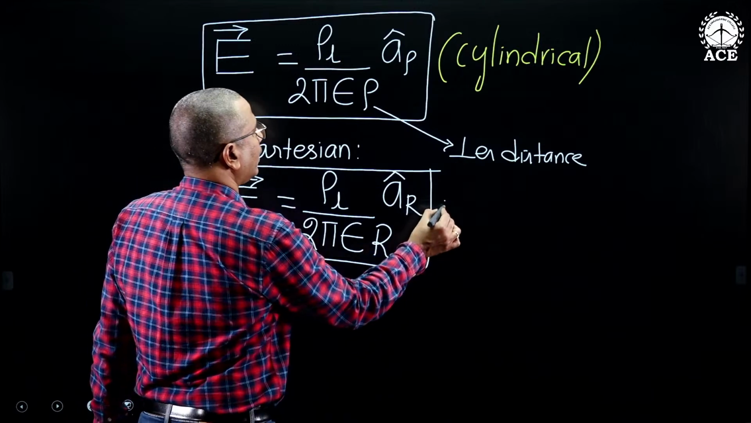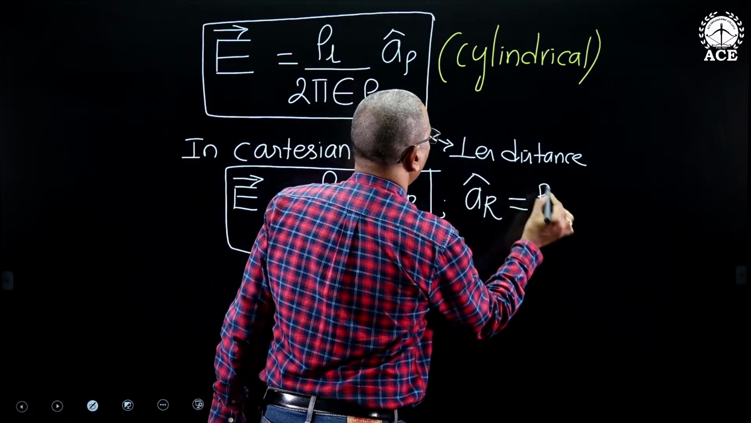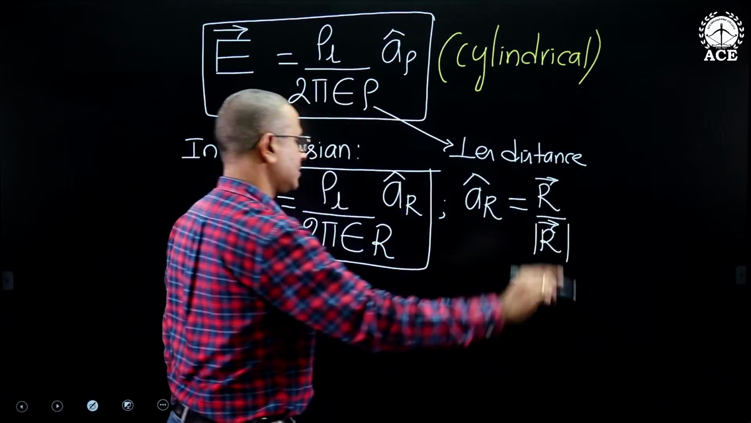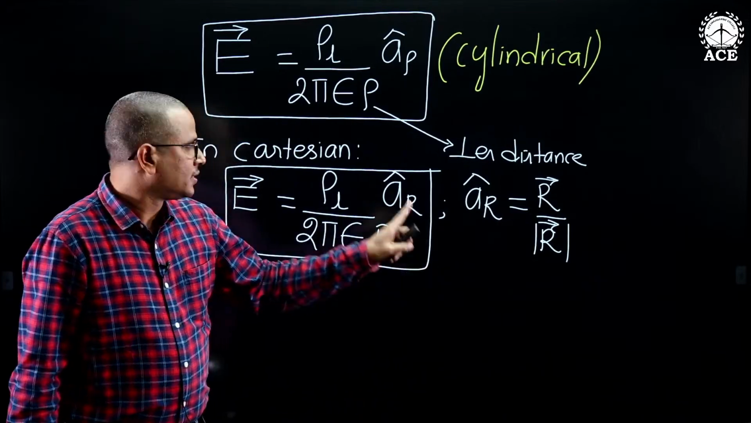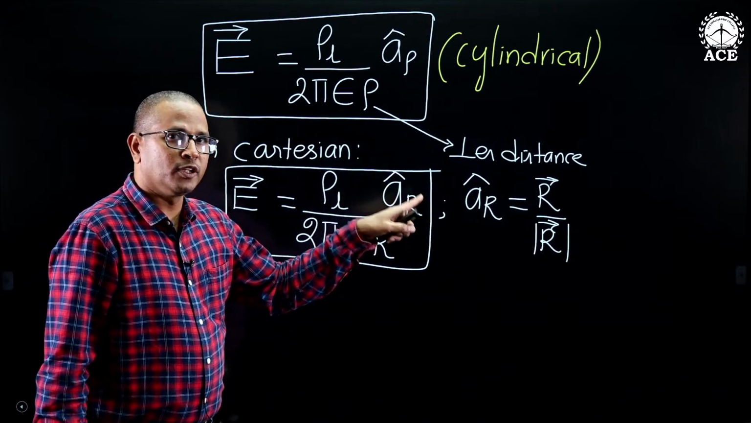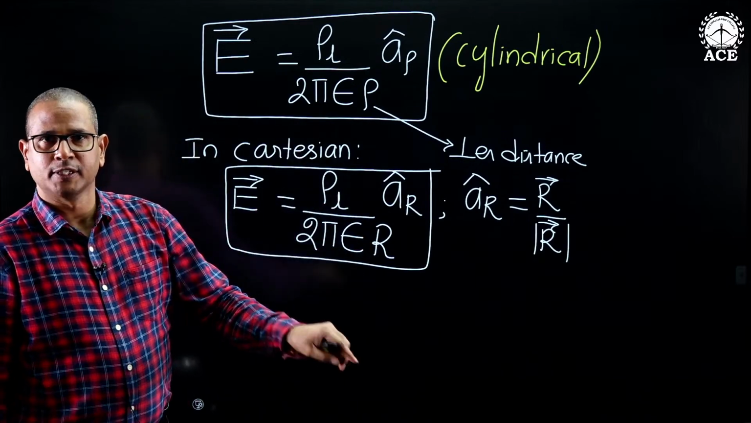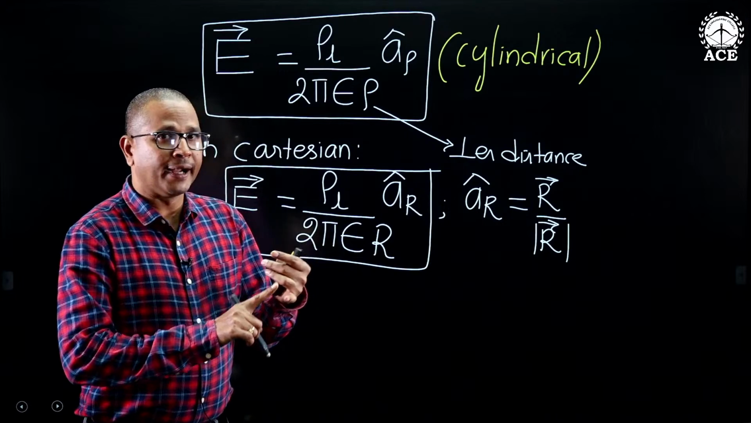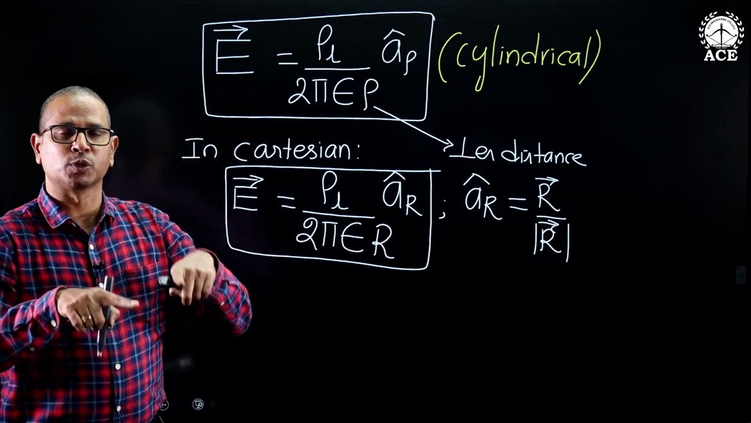And you know anyway, what is a R cap? That you know, R bar divided by mod R, displacement by distance. So R bar is what, dear students? Displacement from SP to FP. Here the source point coordinates must be selected with respect to the field point. So SP, source point coordinates, can be evaluated by dropping the foot of the perpendicular from the field point onto the source point.